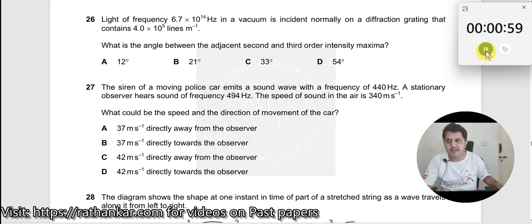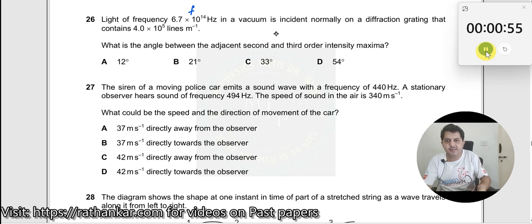Question number 26. A light of frequency in a vacuum is normally incident on a diffraction grating that is containing a number of lines per meter. What is the angle between the adjacent second and third order intensity maximum? Now, if something has to show in a diffraction grating, what is the equation that governs it? The equation that governs it is d sin θ = nλ.